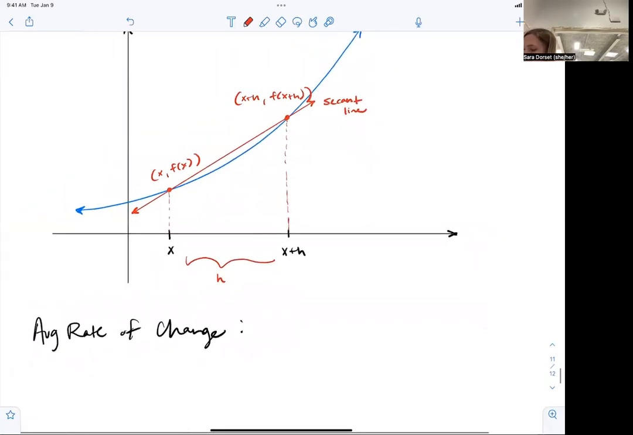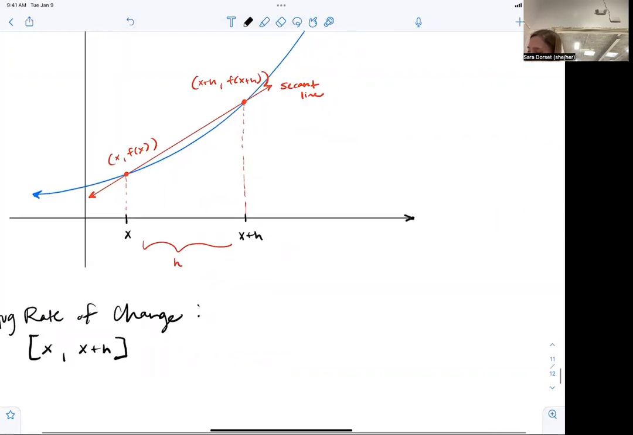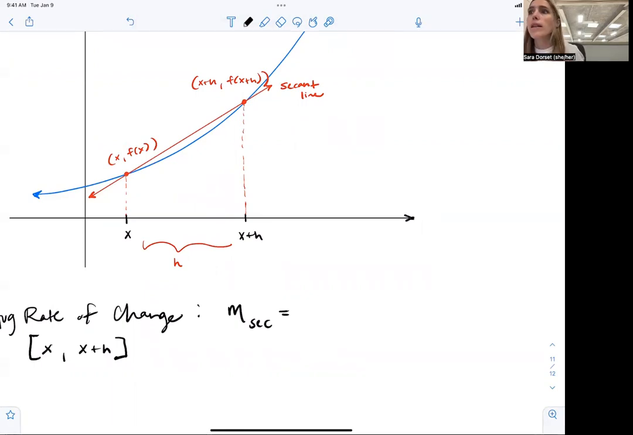When we want to calculate average rate of change over the interval from x to x plus h, that's the same thing as calculating the slope of the secant line. And if we do that just for the general function, we basically come up with a formula that allows us to calculate the average rate of change over any interval on the function's domain.